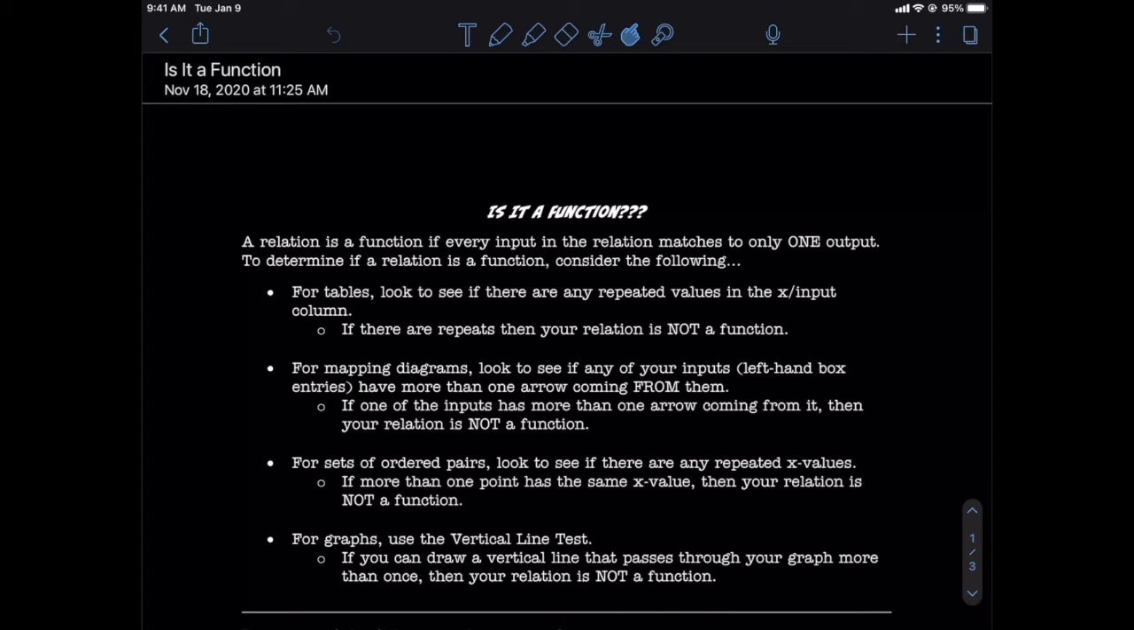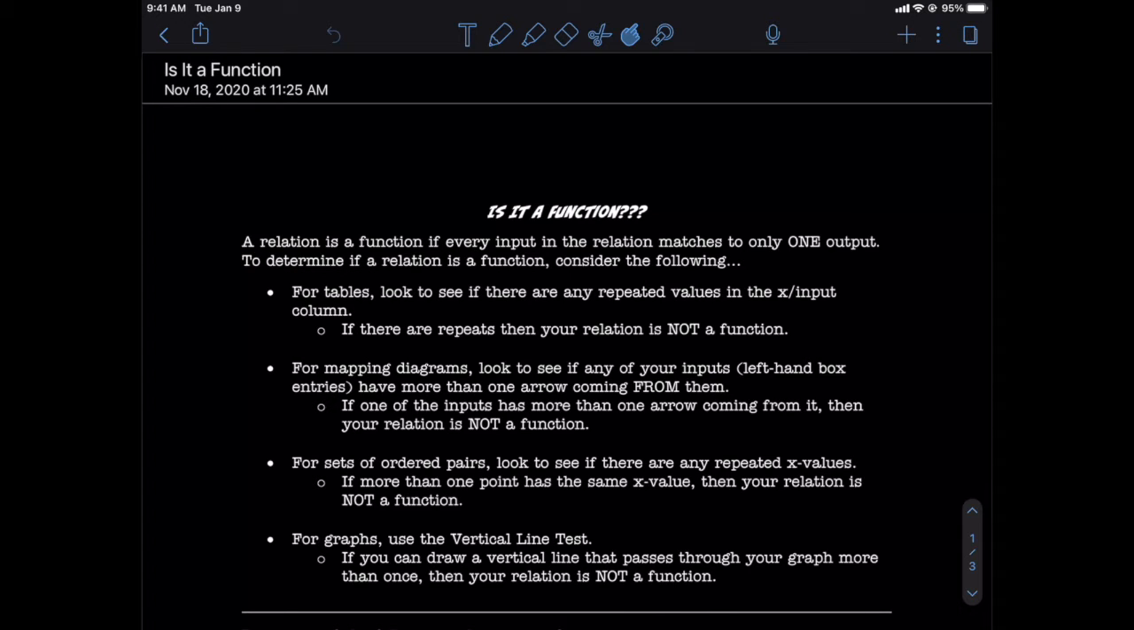It's not a function. For ordered pairs, also known as points, we are again going to look for any repeat x values. That would be the first value in any of your points. Should you have an x value show up more than once, guess what? It's not a function. And finally, for graphs, we will use the vertical line test. The vertical line test says that if you can draw a vertical line that passes through your graph more than once, guess what? It's not a function. Remember, for each of these representations, this is how we're going to determine if every input has exactly one output.